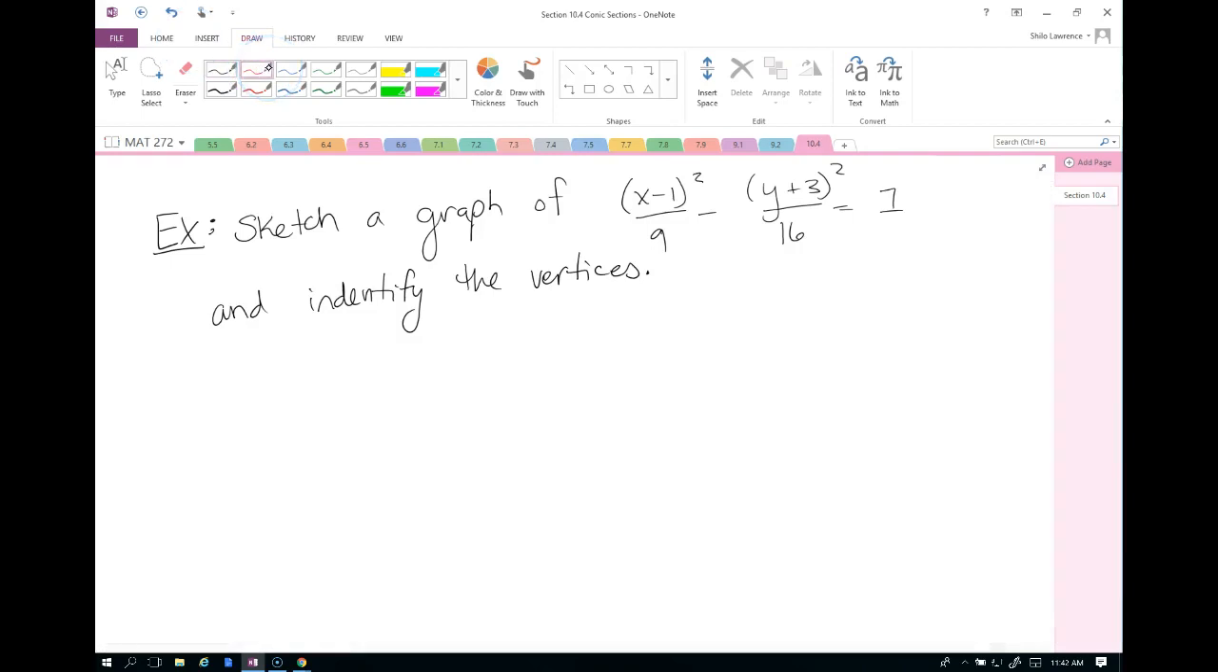So we need to know first that this is a hyperbola. And it's the only one where both terms are squared and there's subtraction in between. It looks just like an ellipse. The only difference with an ellipse is there's addition in between. So subtraction means hyperbola. The term that's positive tells us which direction it's going to open in. So because our x term is positive, it's going to open horizontally.